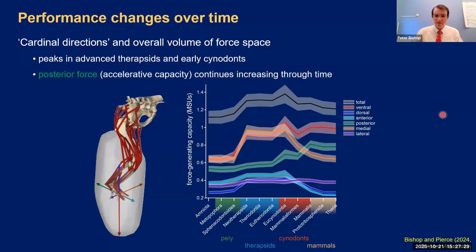However, we also find that the posterior force producing ability, shown here in the green line, tended to increase more or less monotonically on the line to modern therians. And so this suggests a progressive increase in ability for forwards acceleration as we go closer and closer to therians.